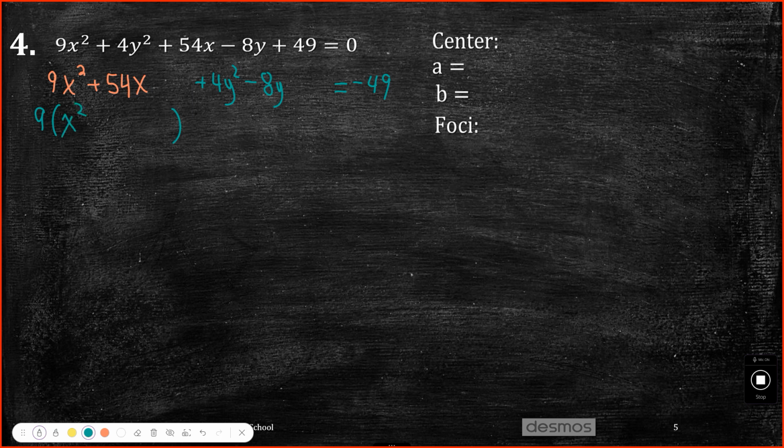And then what else would I put here? Somebody please tell me what should be here. 6x is correct. All I'm doing is factoring. 9 times x squared is 9x squared. 9 times 6 is 54x. And then put your little box, because we're going to complete the square.